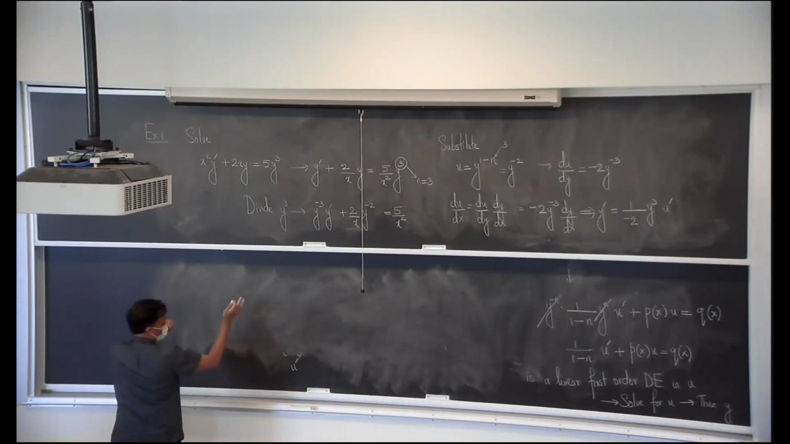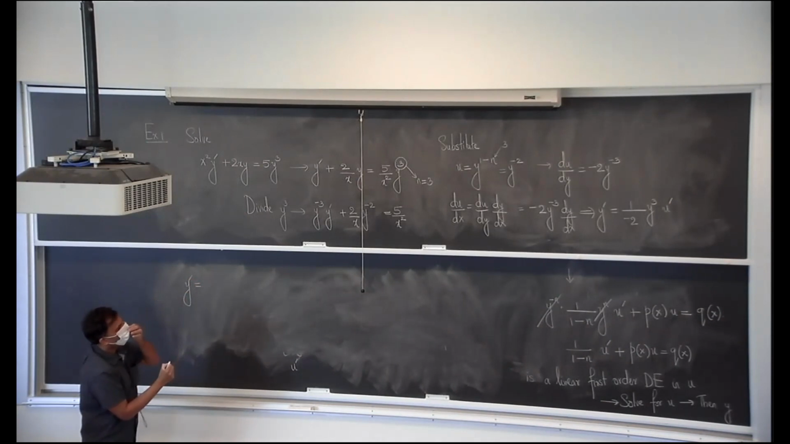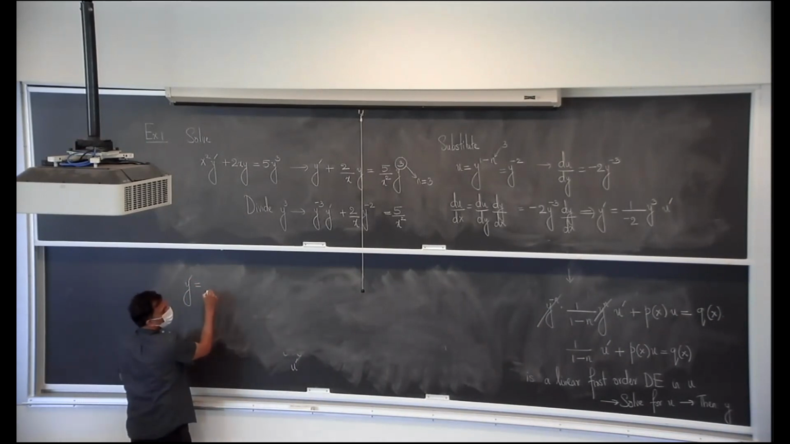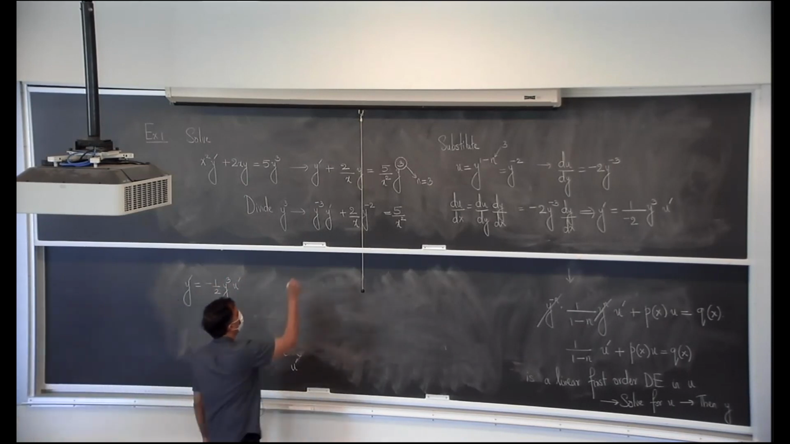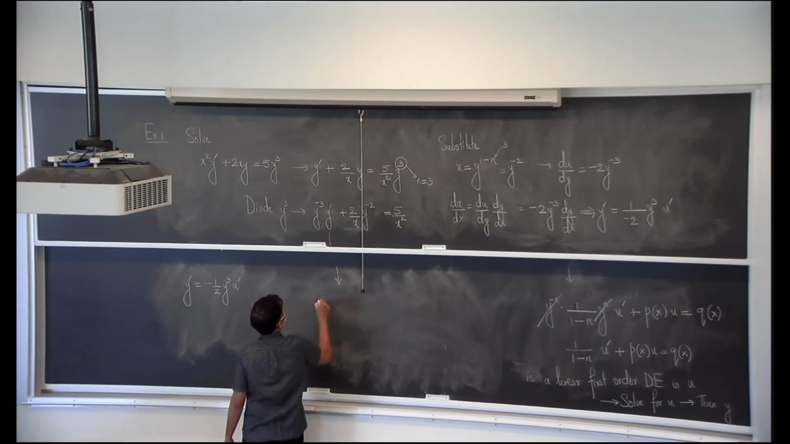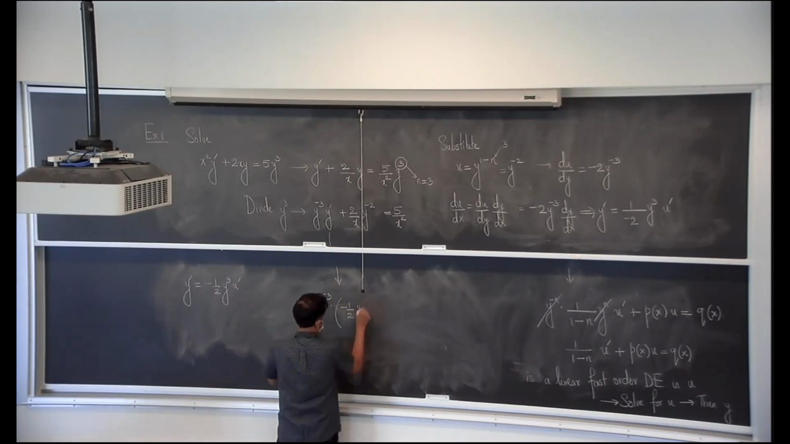Yep. So let me just write that step here once more. y prime is negative 1/2 y to the power of 3 u prime. So we're going to plug it in here. So it's y to the power of negative 3 times y prime, which is negative 1/2 y to the power of 3 u prime.